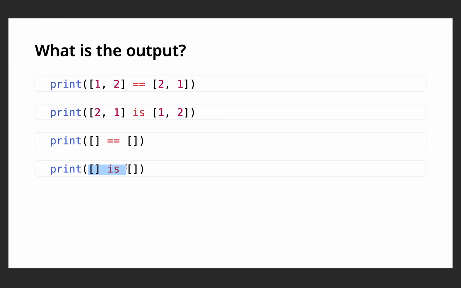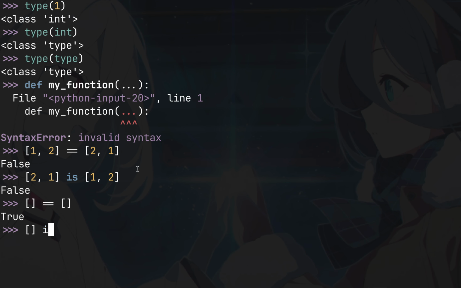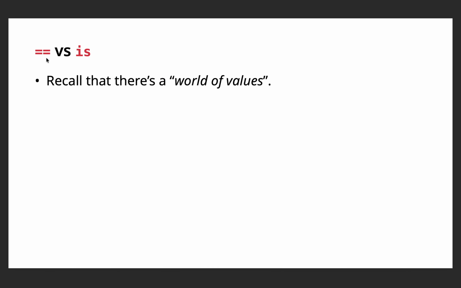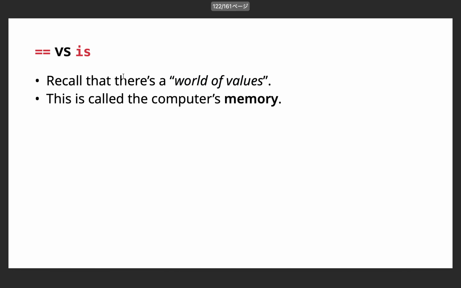But what about this over here? Is this? So now we get false. So if we use the is keyword instead of double equals on two empty lists, we get an answer of false. So what is happening here? So remember that when we talked about the environments for imperative programming, we said that there's a world of values. So all of those values are stored inside the computer's memory.